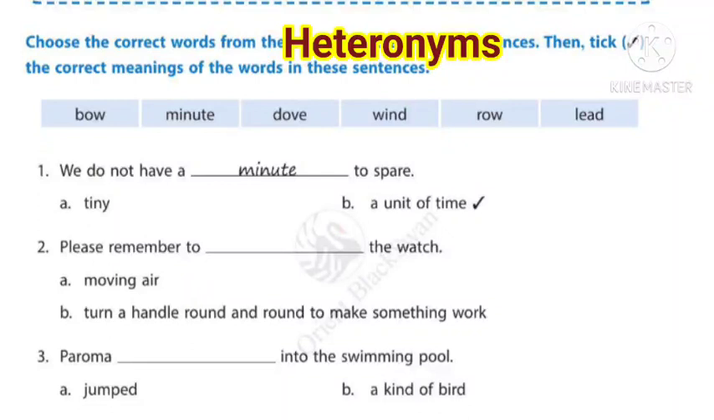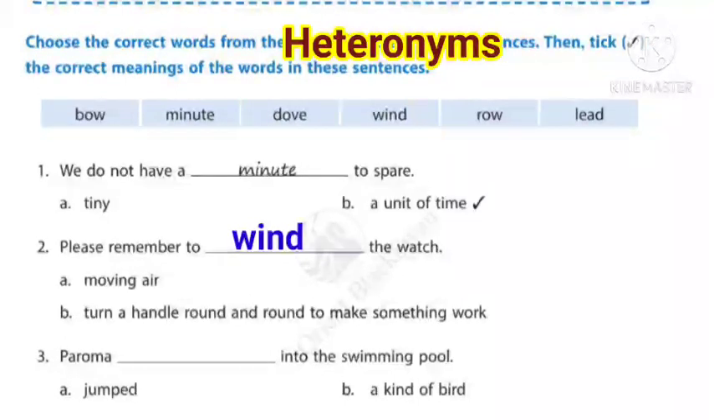So here, which is the correct one? It is minute. It refers to the time here. We do not have a minute to spare. Let's look at the second one now. The second sentence: please remember to wind the watch. The options given are moving air and turn a handle round and round to make something work. So we understood the answer is W-I-N-D. The word is W-I-N-D, but moving air means wind. So can we use wind here?